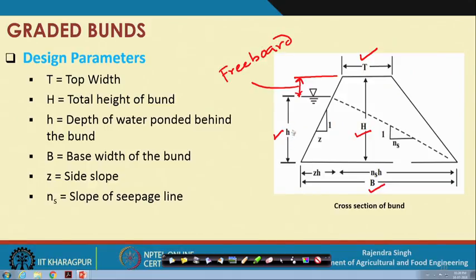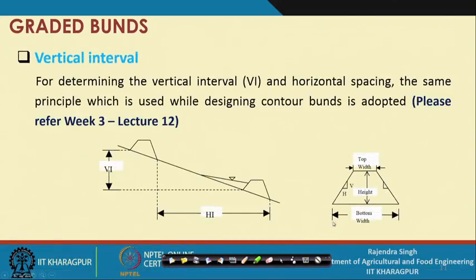So, this h is calculated, and then we add freeboard to get the total height, and Z here is the side slope. We always represent it in terms of horizontal to vertical, that is 2 horizontal to 1 vertical. So, this value Z is nothing but the side slope we have to put, and Ns is the slope of the seepage line, because this seepage line also has a particular slope, and that is represented here by N suffix s. So, these are the various components we have to keep an eye on.